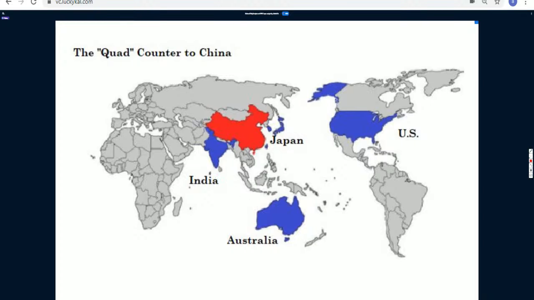Why has the Quadrilateral Security Dialogue been started? To counter the assertiveness of China in the Indo-Pacific region. You know that this is the Indian Ocean, and this is the Pacific Ocean. So this is the Indo-Pacific. They want to strengthen the ties across the Indo-Pacific, so this dialogue exists to counter China's hegemony in this particular region. This is all. Now let us move to the next topic.